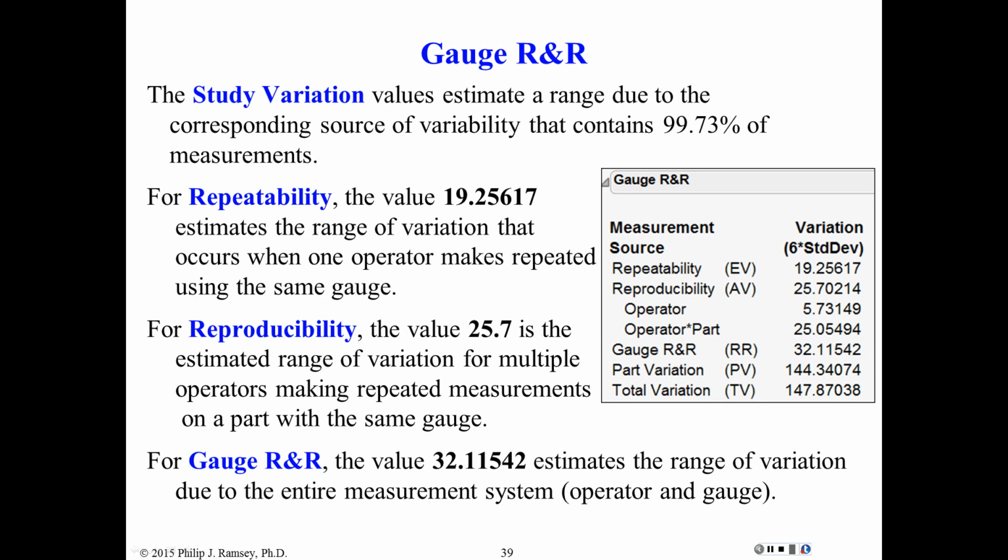And for the gauge study we showed, where they were taking measurements of these metal fittings that go on to a safety valve, you can see in our picture that we had the estimated repeatability of about 19 thousandths of an inch, reproducibility almost 26 thousandths, and then the total gauge R&R was about 32 thousandths.